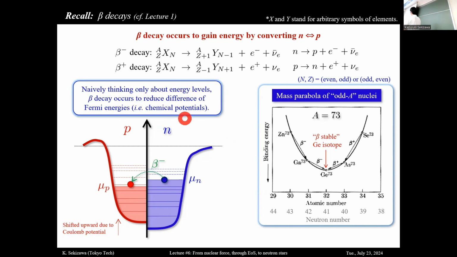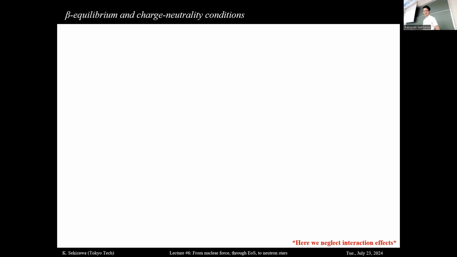So this is just an example of beta decays in finite nuclei. But we can apply this way of thinking to see what appears inside neutron stars. I will explain step by step. Let's assume that we have only neutrons, no electrons or muons, no protons, only neutrons. Such matter is called pure neutron matter, PNM.